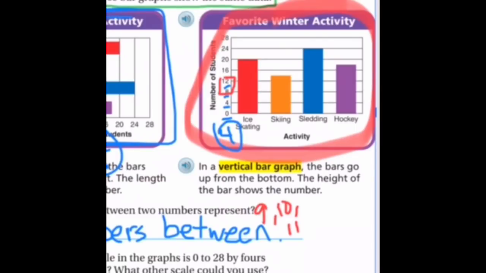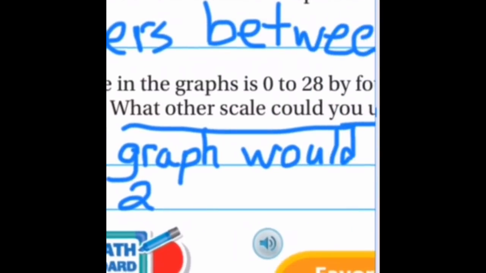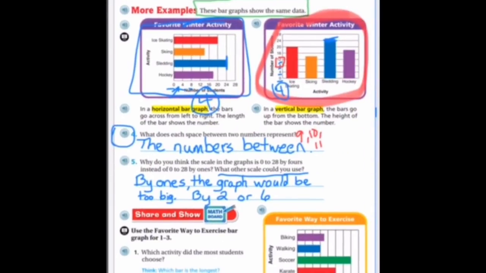And it did ask, what other scale could you use? Well, 0 to 28, and actually it ends at 24. The highest is a 24 on either one. So you could go by 6s or 2s. That might work as well. Okay, so count by 2 or 6. And again, just like our picture graphs, we want our scale to match up with the numbers that we're using. So if it's a high number, we'll need to use a big scale. Like if things are up to 100, maybe we count by 10s or something.